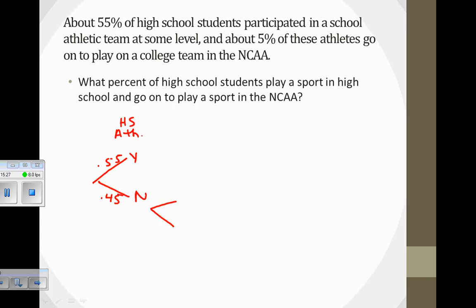So if they don't play, so this would be in the NCAA, right? Yes, no, yes, no. So I know that this would be 0, because if you don't play here, it says, well, I guess you could go on. I don't know that actually. Sorry, you could still go on. So they don't tell me that part, but let's see what else they do tell me. About 5% of the athletes who participate here go on. So this would be 0.95. All right, so let's see if that's enough to answer.